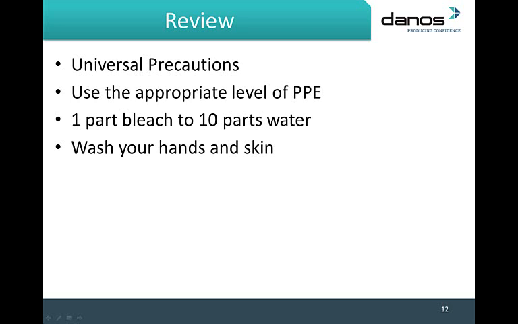Use the appropriate level of PPE or barrier protection, such as latex or nitrile gloves, glasses, goggles or face shields, masks, and protective disposable outer garments. Use a mixture of 1 quart bleach to 10 quarts water to disinfect any potentially infected equipment or work areas. And always wash your hands and skin after removing your protective equipment, or if you have been exposed to any bodily fluids.